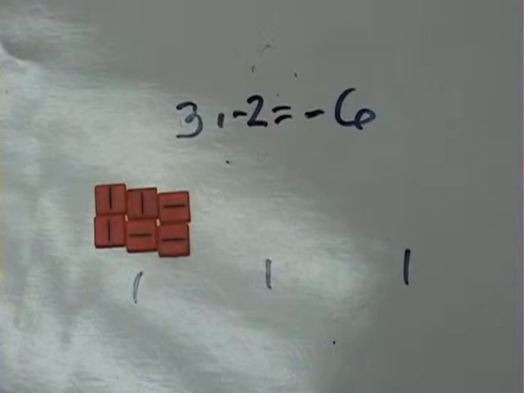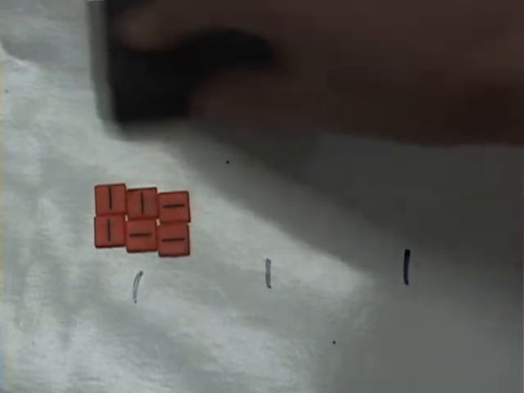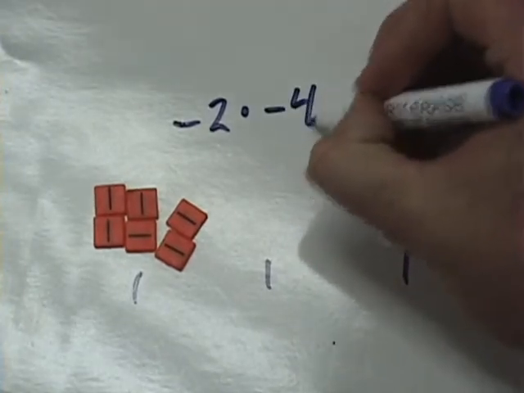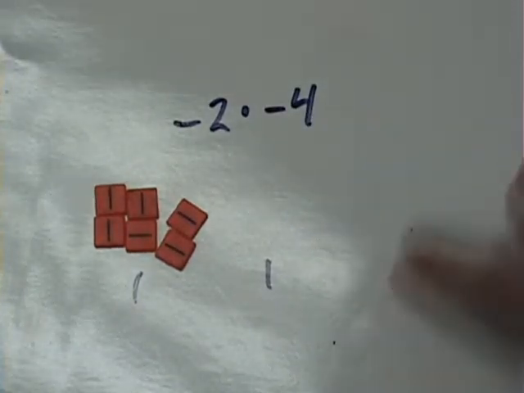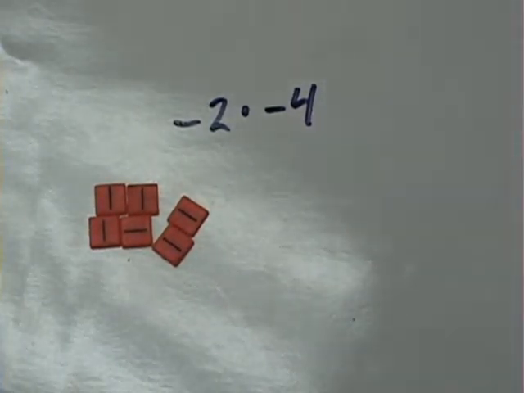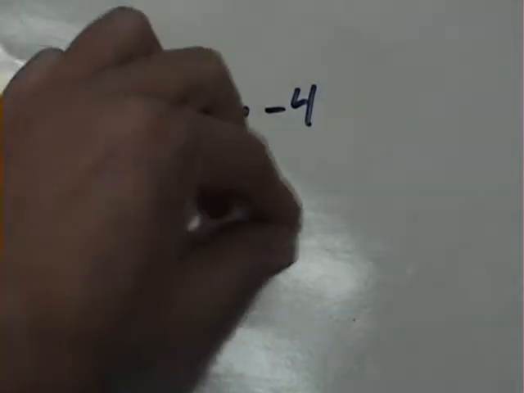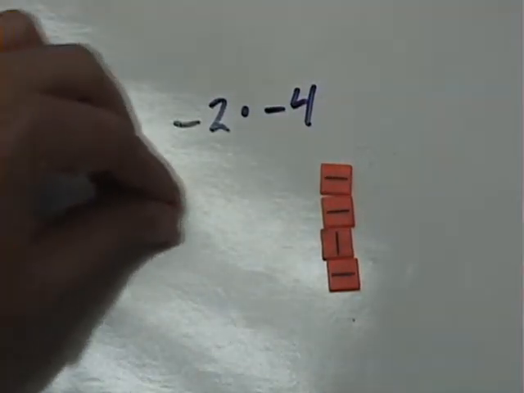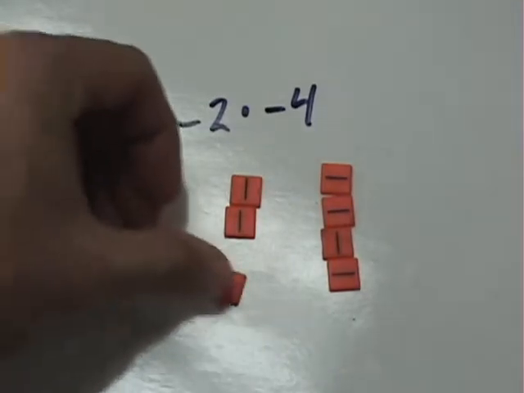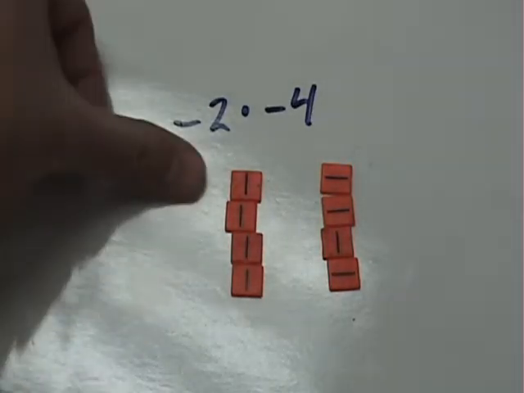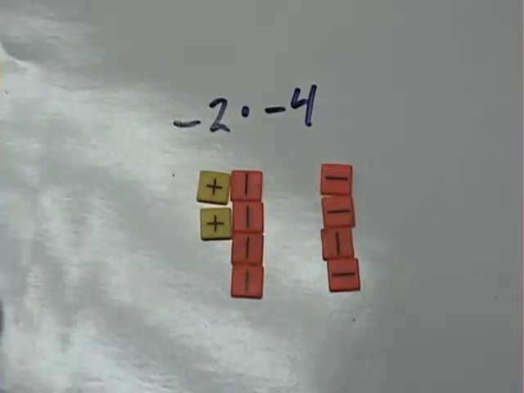Okay, we can also do this with negative numbers times another negative number. Okay, let's say negative 2 times negative 4. Now this one's going to be a little bit trickier, but the way that we're going to show it is by saying that we are starting from 0 and we are taking away 2 groups of negative 4.